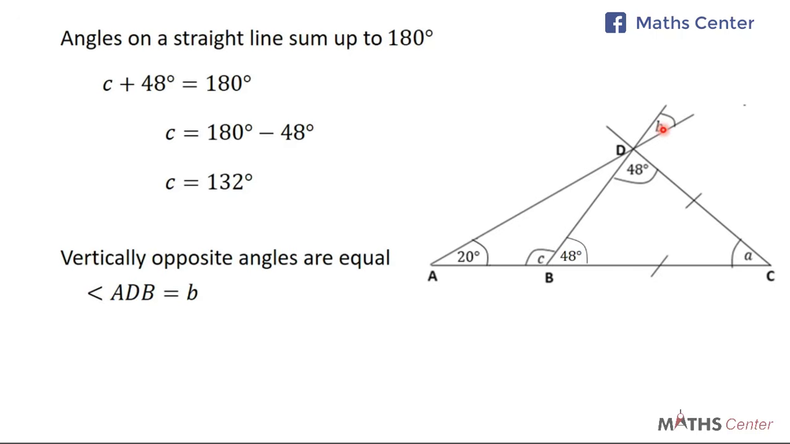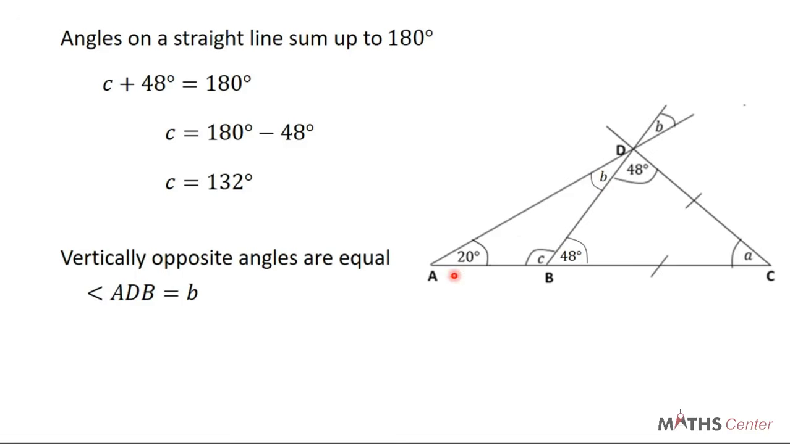I know that vertically opposite angles are equal. Now look at it very well. This angle here that you have here, B, is vertically opposite to this angle here, angle ADB. So if here is B, because we know that vertically opposite angles are equal, this side here will also be B. I hope that is clear. Vertically opposite angles are equal. So if here is B, then this angle here will also be B.